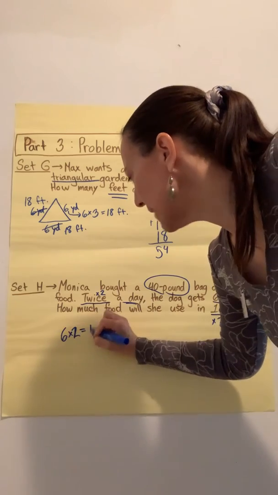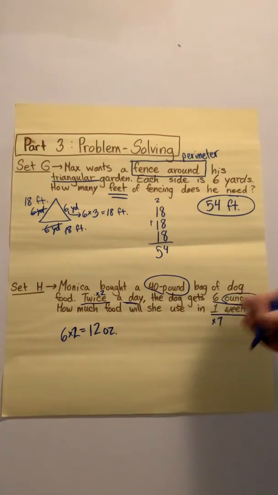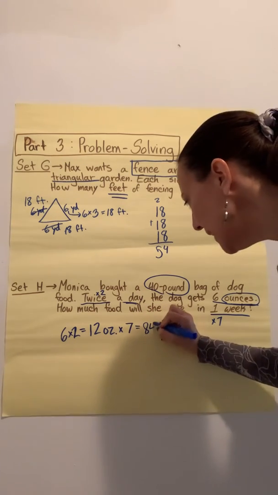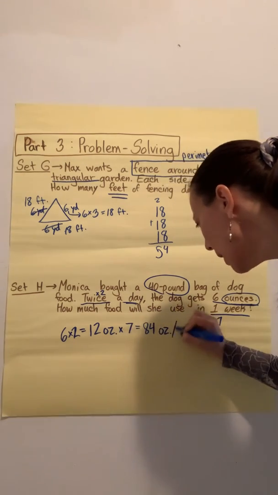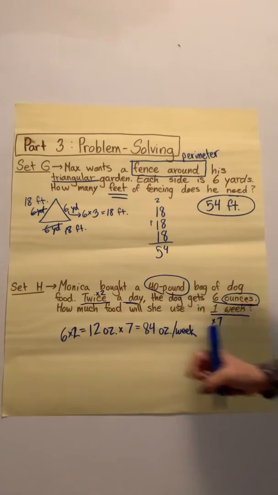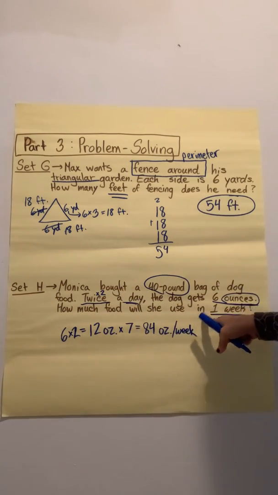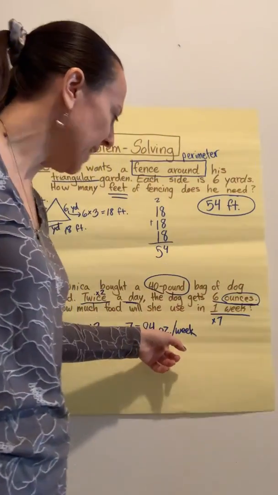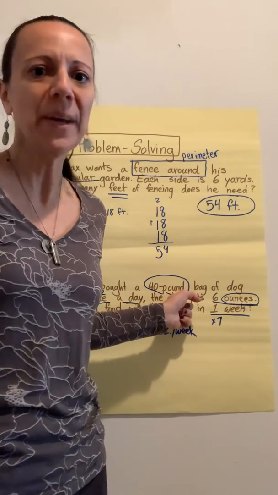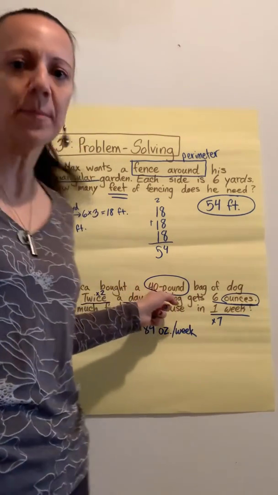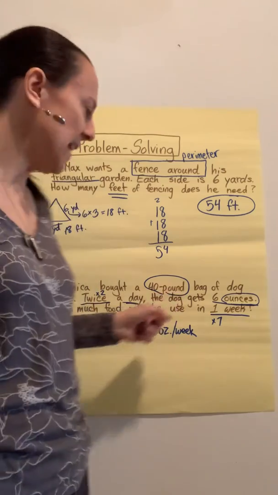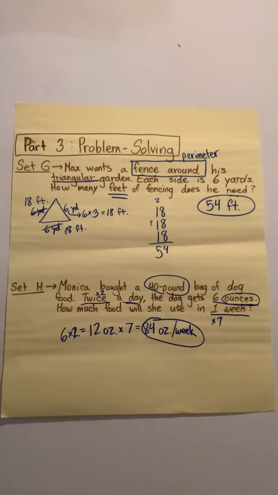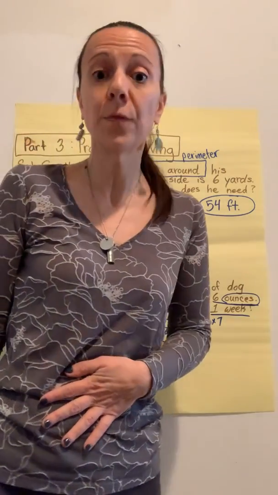Okay. So first I know that 2 times a day, the dog gets 6 ounces. Okay. So that's 12 ounces a day. Then I'm going to have to do times 7 days. That's 84 ounces every week. How much food will she use in 1 week? It doesn't tell me what unit I have to use. So I could leave it like that, or I could change it into pounds, but I think this is just a trick. It doesn't ask me how much food she has left. It just asks me how much food she uses. So I can say she uses 84 ounces of food a week.